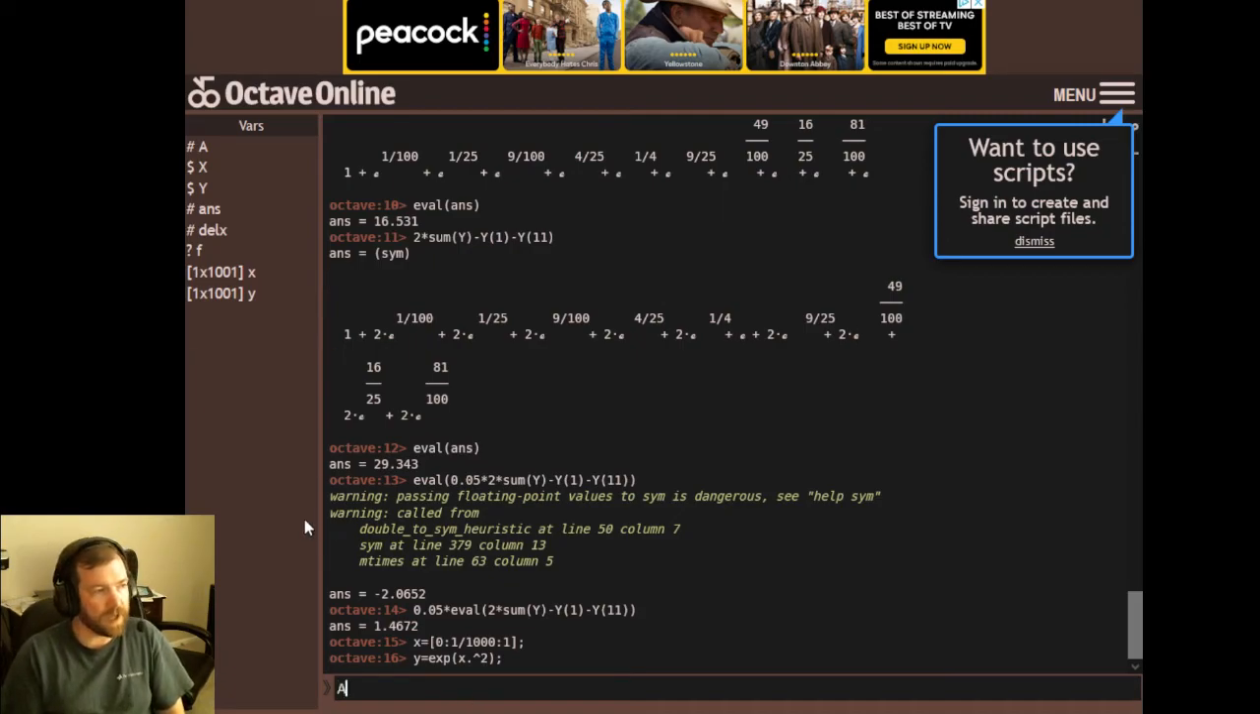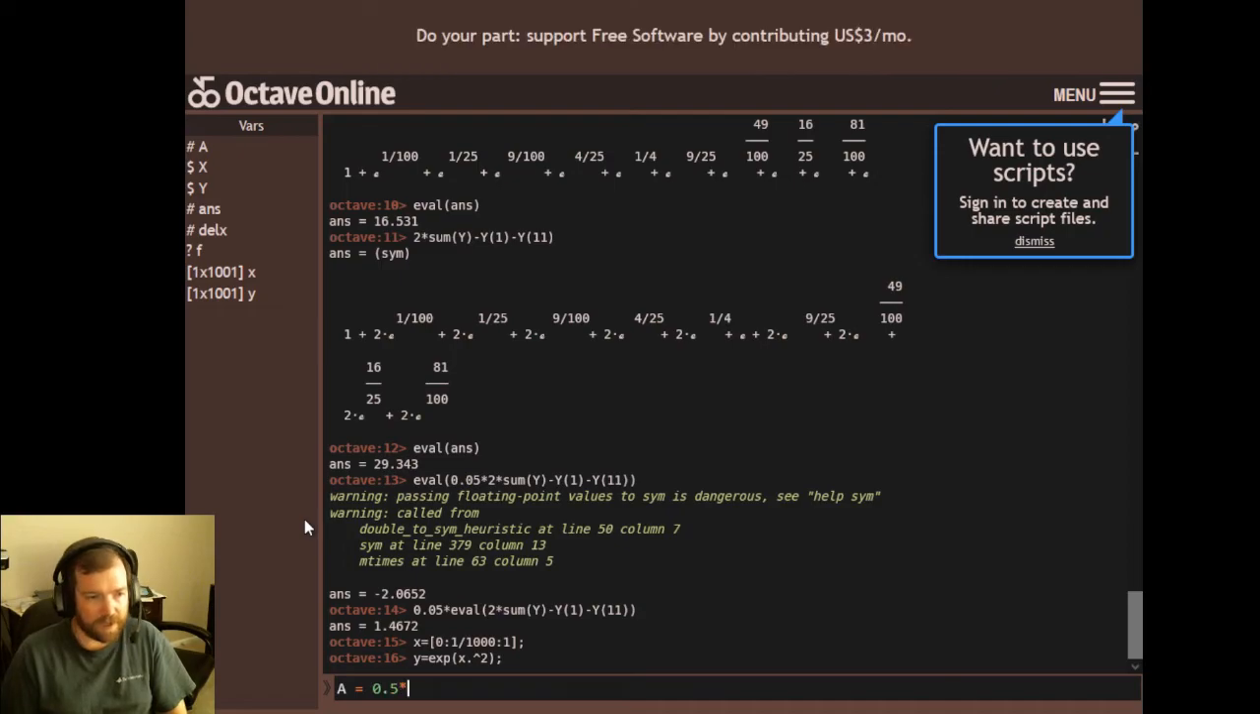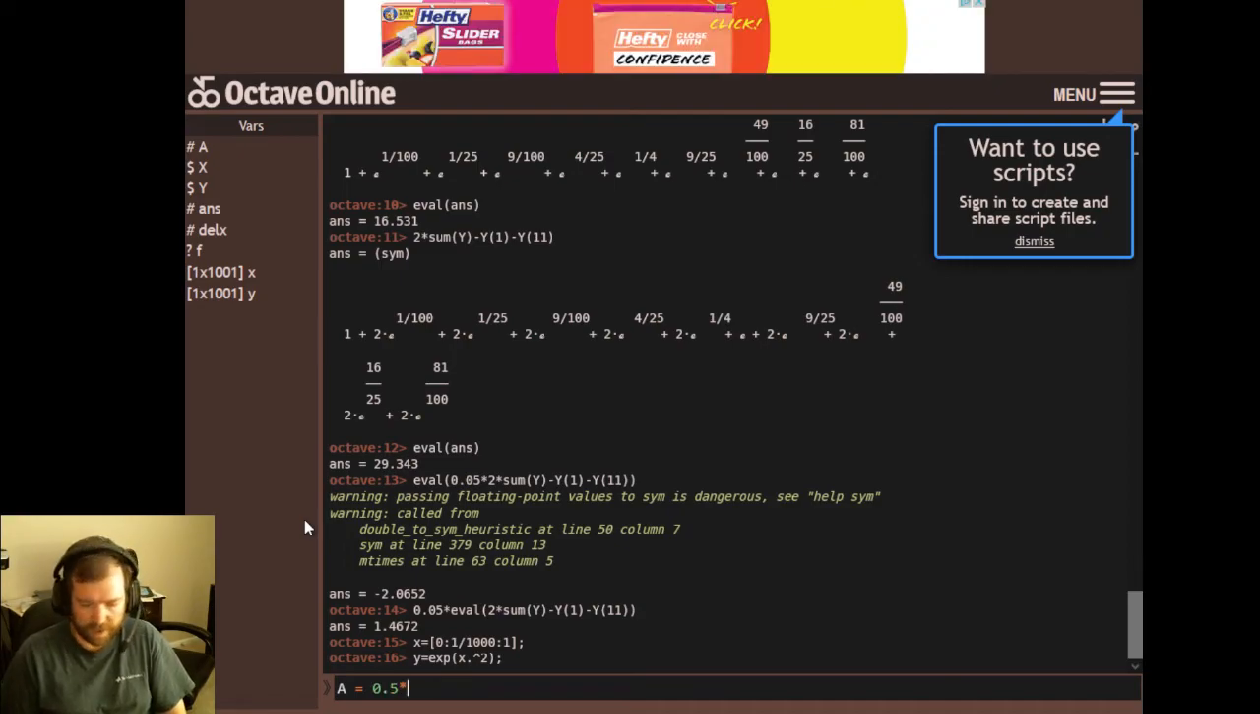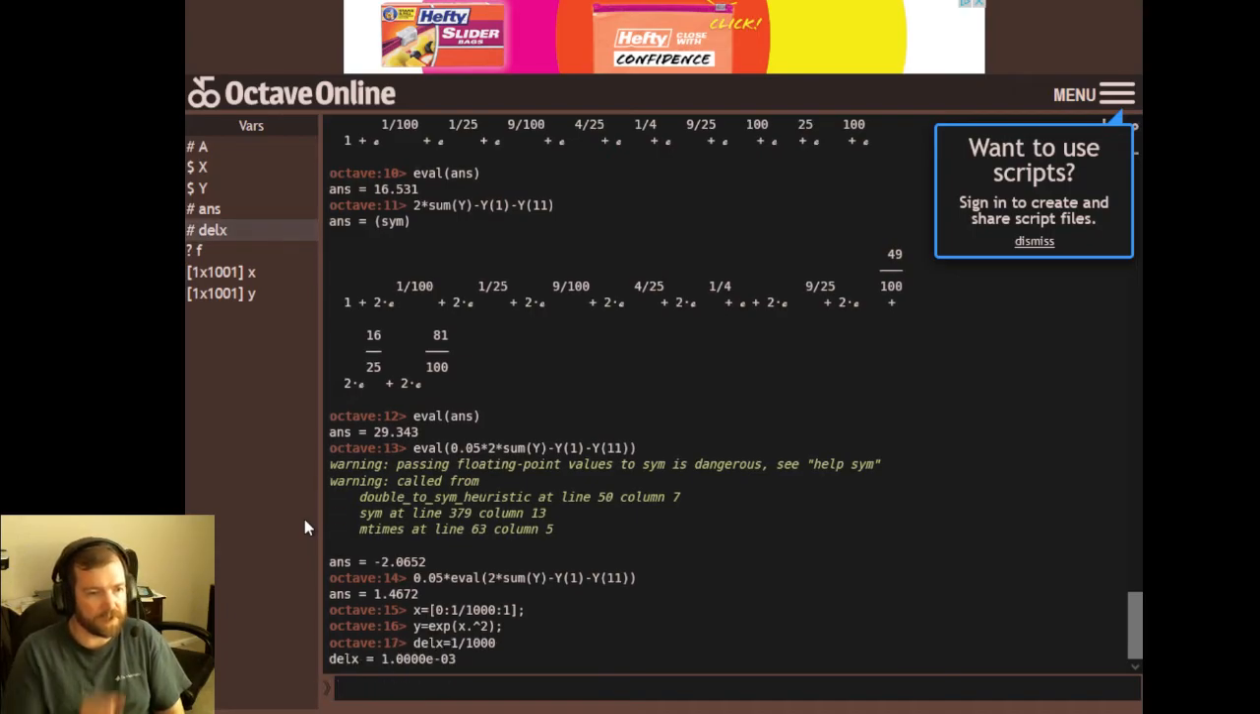Okay, so then A, or capital A that we did before, is going to be equal to, here's where I screwed up before, 0.5 times, we've got to change del x. So actually, even before I do any of this, del x was going to be 1 over 1,000. And so that's going to tell us it is 1 times 10 to the negative third power.